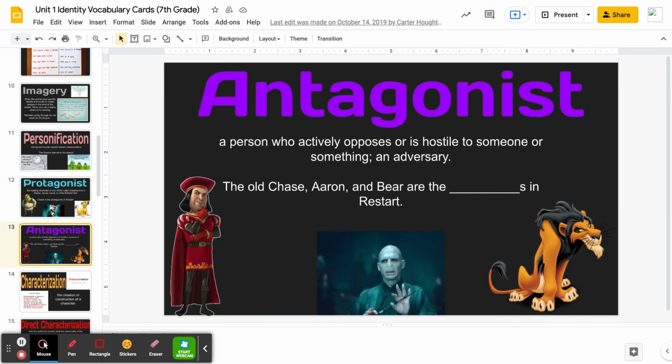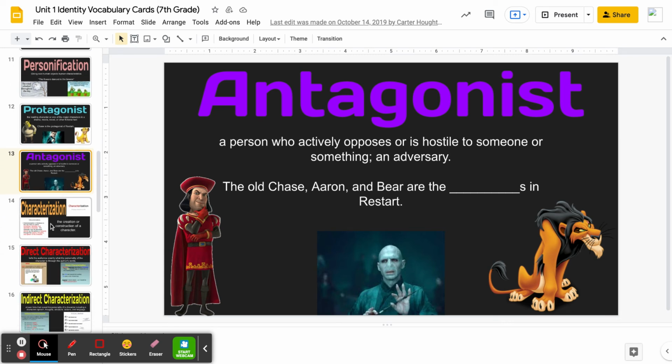The opposite of that is an antagonist. This is a person who actively opposes or is hostile to someone or something. They are also known as an adversary. In the book, the old Chase is kind of the antagonist. We also have Aaron and Bear, his good buddies, that are also antagonists. We have Lord Farquaad from Shrek. We have Voldemort from Harry Potter and Scar from Lion King, who are also antagonists.